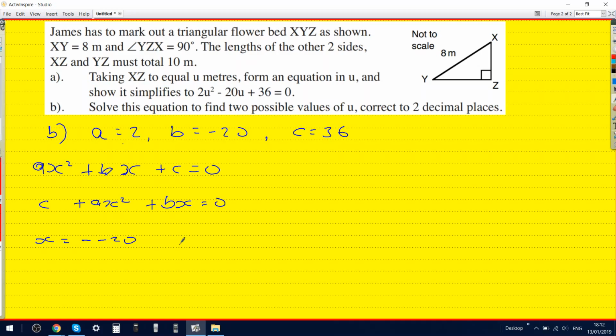How do you say this afterwards? It's like an X with a minus sign underneath. So you'd say plus or minus. Okay, plus or minus square root of b squared. So that's minus 20 squared.